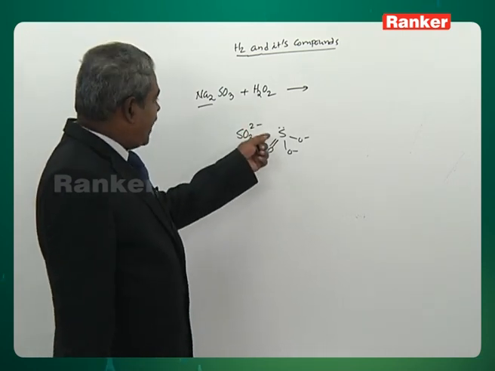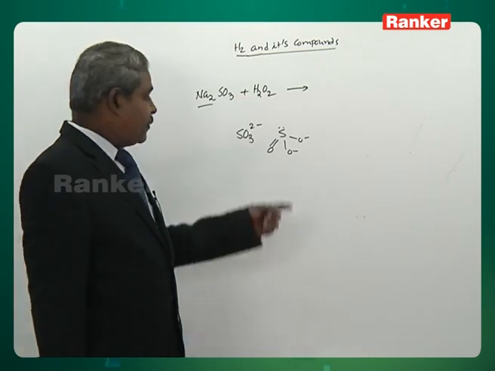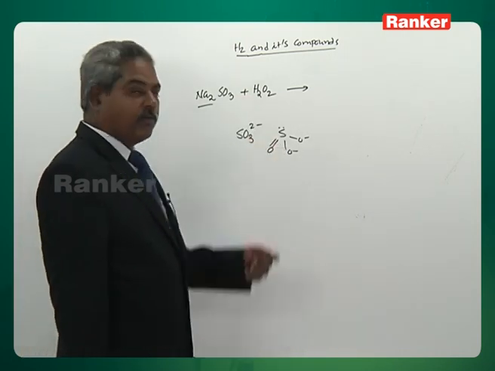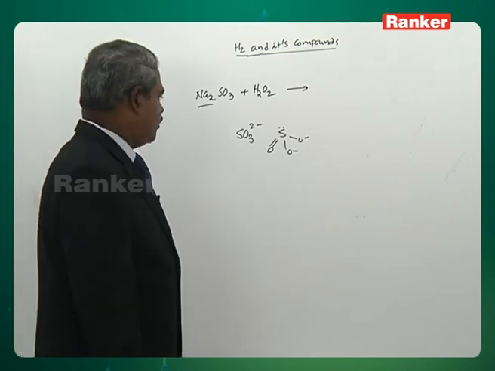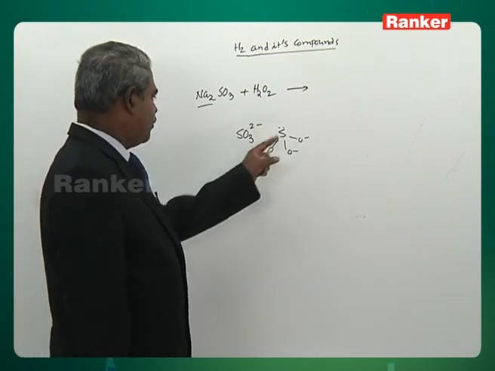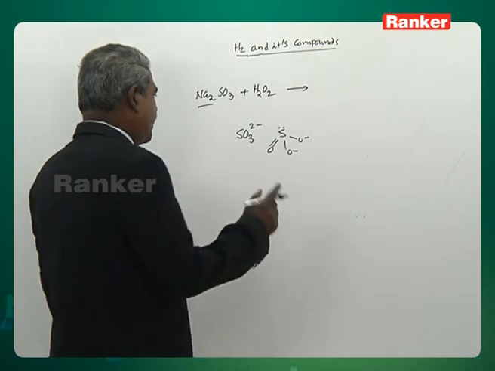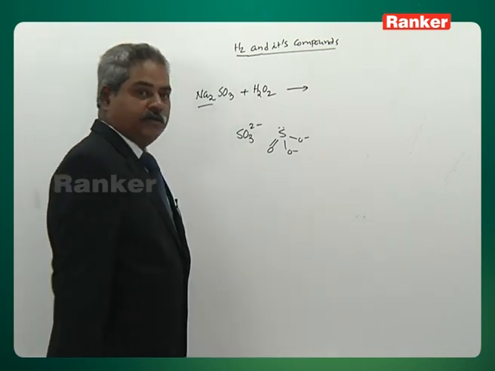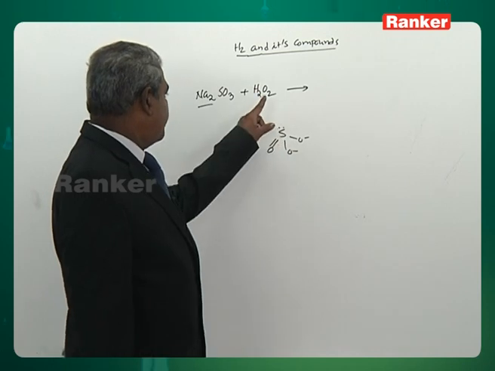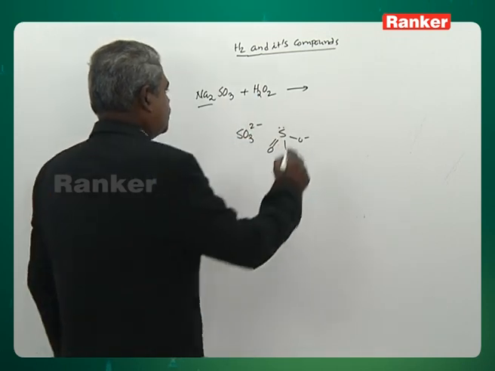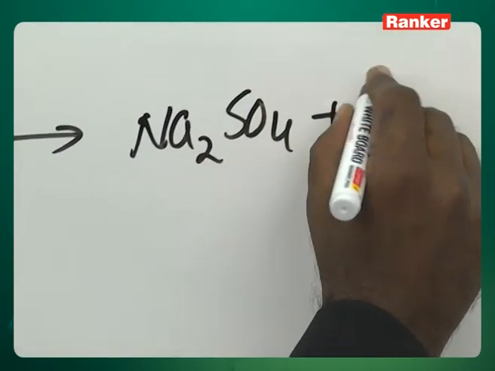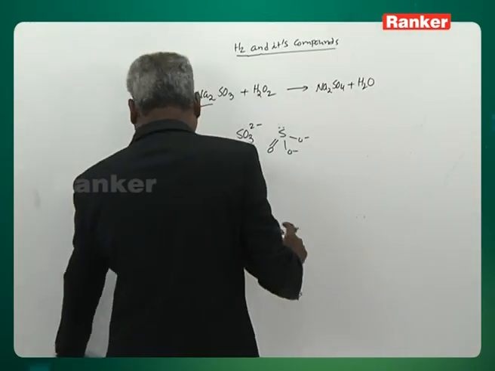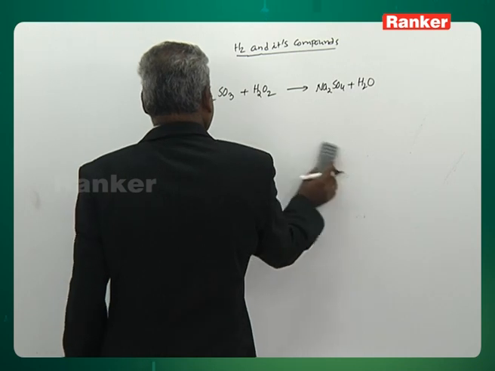non-metals want to form as many bonds as possible. Sulfur prefers to form 6 bonds rather than 4 bonds. Why? To get rid of those lone pairs, to avoid lone pair bond pair repulsions. So sulfite wants to become sulfate. So H2O2 gives an oxygen and this fellow takes an oxygen. You get Na2SO4 and H2O. So the wishes of both H2O2 and SO3 are fulfilled.